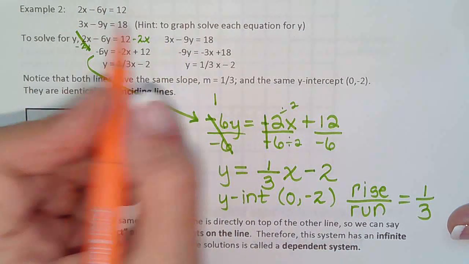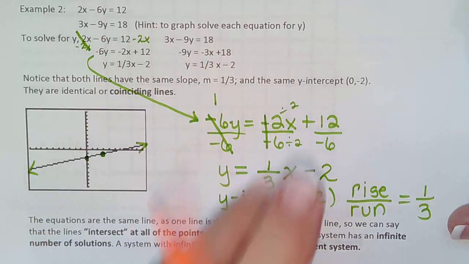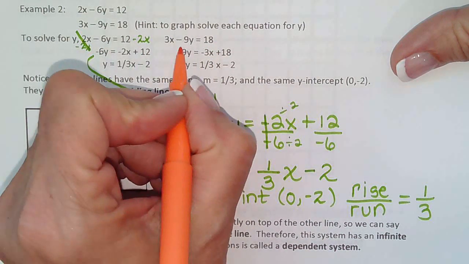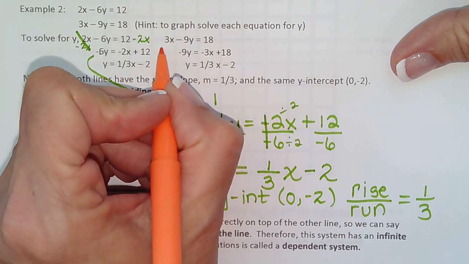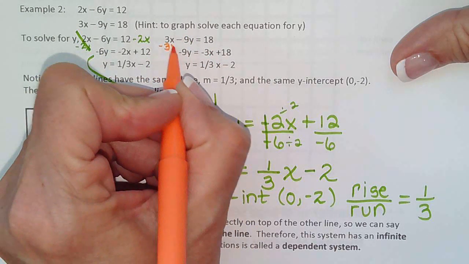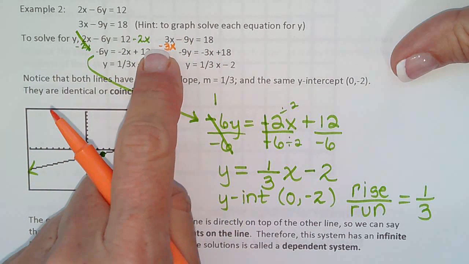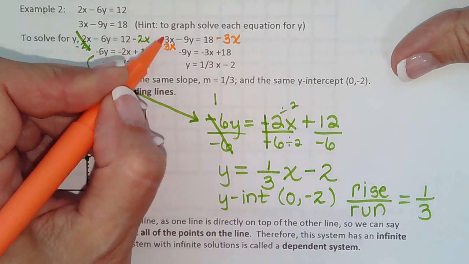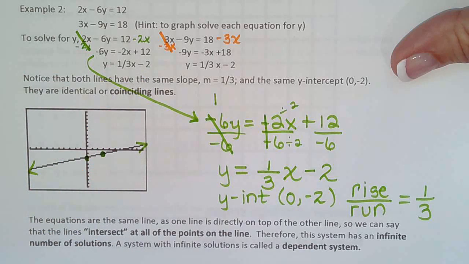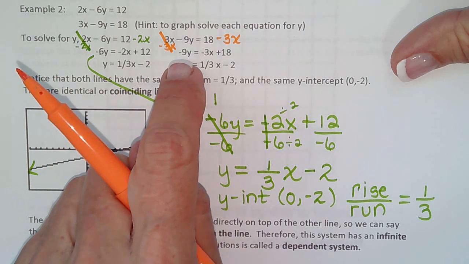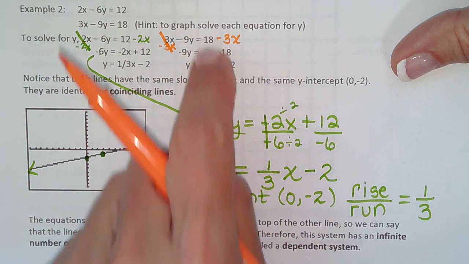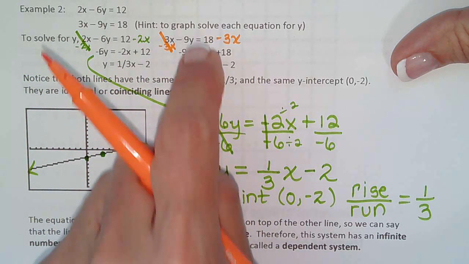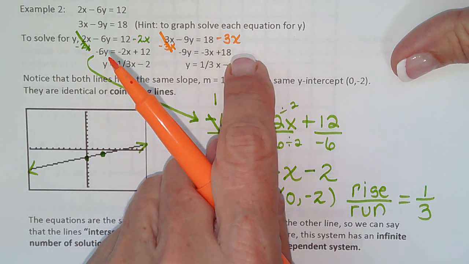So 3x minus 9y equals 18. We need to get the y alone, so leave it and do the opposite of what's in front of it. It's a positive 3x, so we subtract 3x from both sides. 3x's are gone. So then we're left with negative 9y. Then we want to switch the order of these and remember to carry the signs with it. Negative 3x, positive 18.